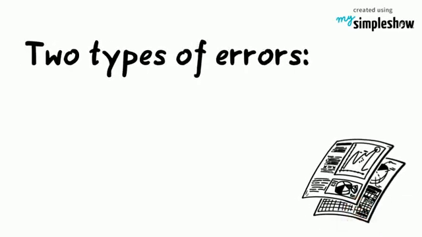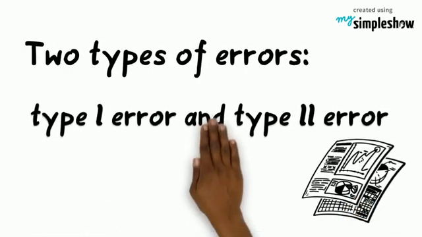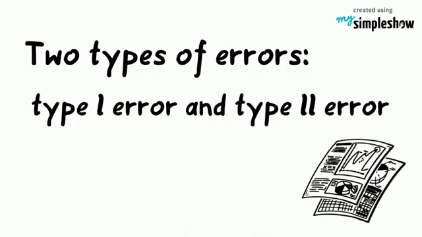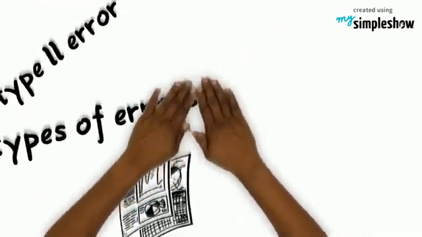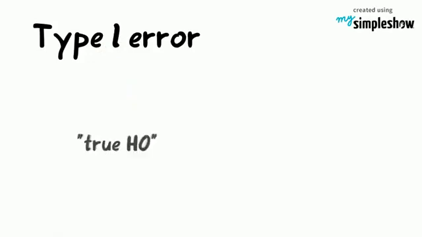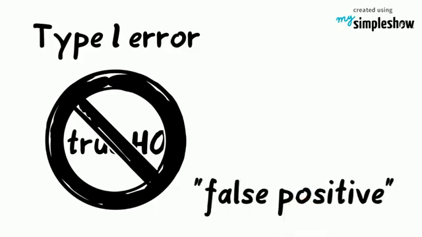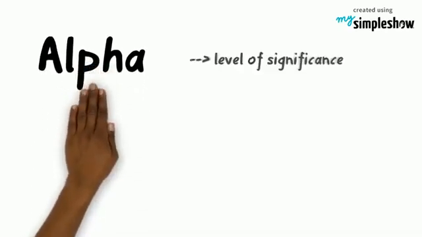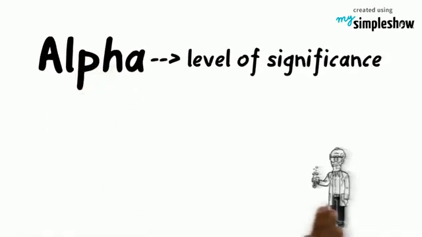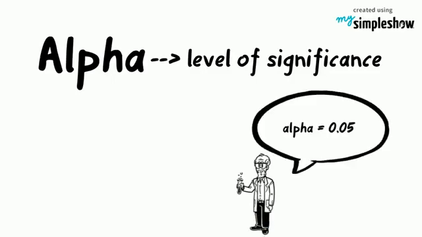In general, we can have two types of errors, type 1 error and type 2 error. Type 1 error is when you reject a true null hypothesis, and it is the more serious error. It is also called a false positive. The probability of making this error is alpha, the level of significance. Since you, the researcher, choose the alpha, the responsibility for making this error lies solely on you.